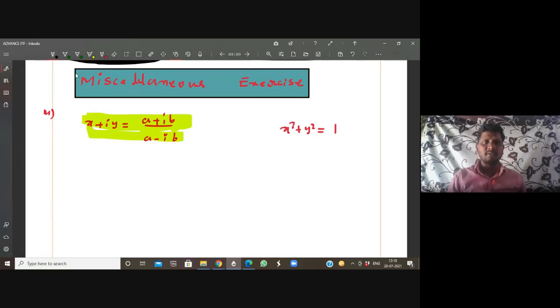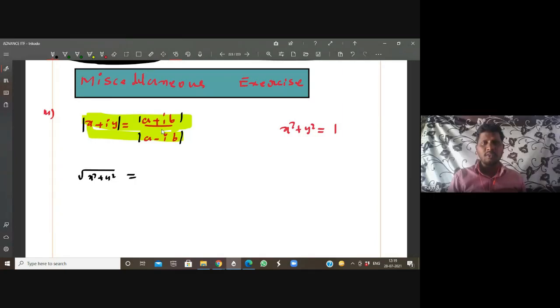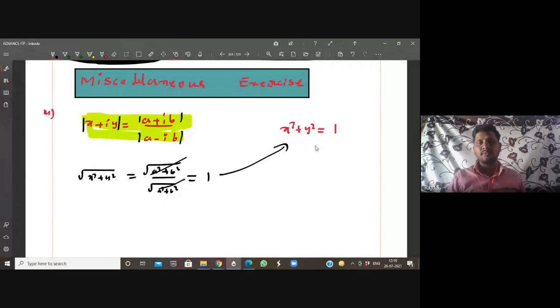Take modulus. Take modulus directly. We will get the answer. So what is modulus x plus iota y? Root of x square plus y square. What is the modulus of this one? Root over a square plus b square by root over a square plus b square get cancelled. Now, equal to 1. Now squaring on both sides, x square plus y square equal to 1. That's it. This is objective.